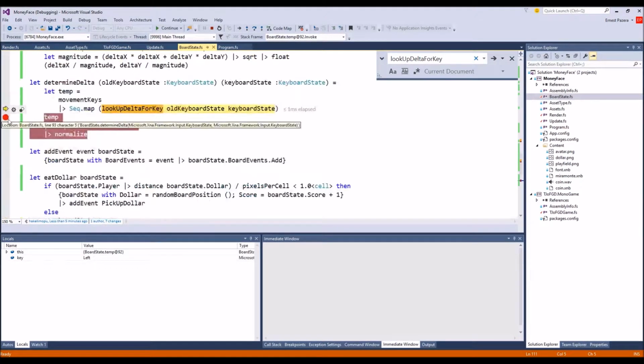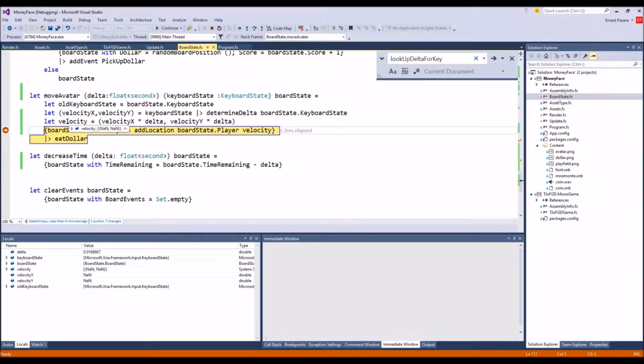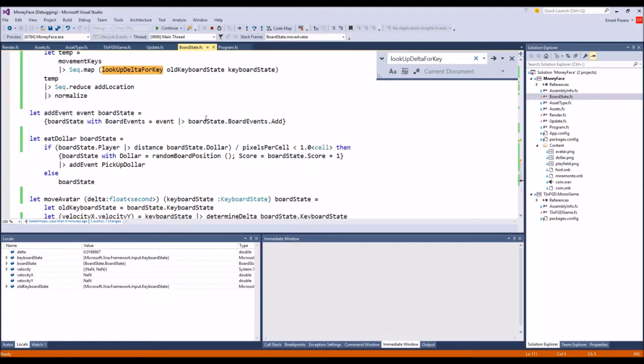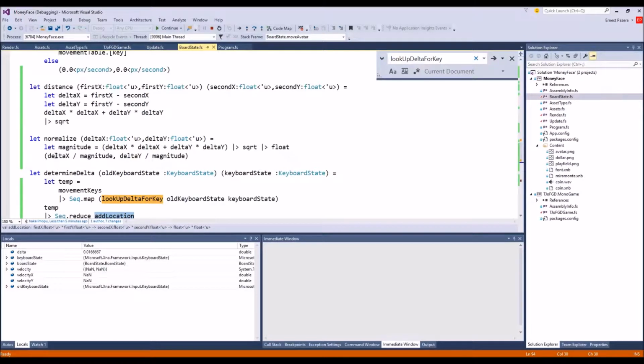So let's put it there and determine what is velocity. Not a number, not a number. Aha, that would be the problem. So how did I get there? Reduce add location. So temp. The normal. Yeah. So I understand the problem now.